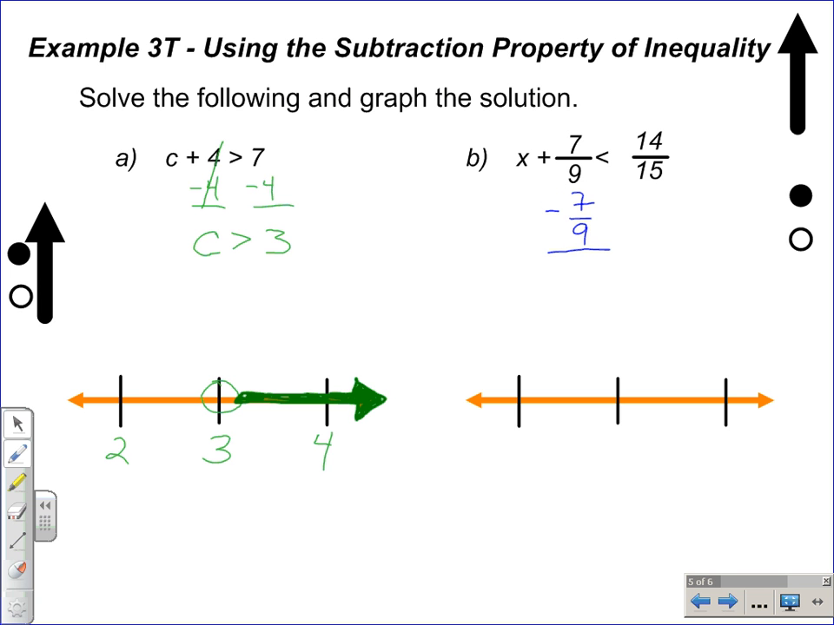Now, the reason I'm subtracting 7/9 from both sides and not 14/15 is because the 7/9 is on the same side of the inequality. It's on the left side. So I'll subtract 7/9 from both sides. The 7/9 on the left cancel. So I bring the x down. I bring the less than symbol down. Now I need to do the math here. Doing the math here by hand requires you to find a common denominator. The least common denominator of 15 and 9 is 45.